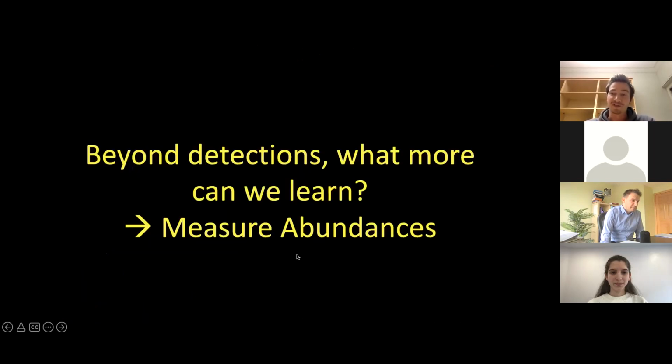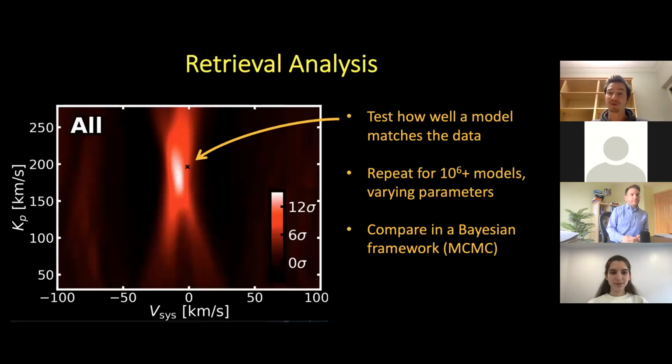But moving on, beyond just detections, we want to do more. We want to actually measure abundances. So I've been cross-correlating single templates, but if I put everything together, we get a very strong signal with all of the elements put together. And now I want to test how well my model matches this data. And I want to change my model parameters and do this like 1,000,000 times, testing every different parameter, changing the abundances, the clouds, the temperature, and see how things match. And then I want to measure the relative abundances and compare them to what we expect from chemistry.